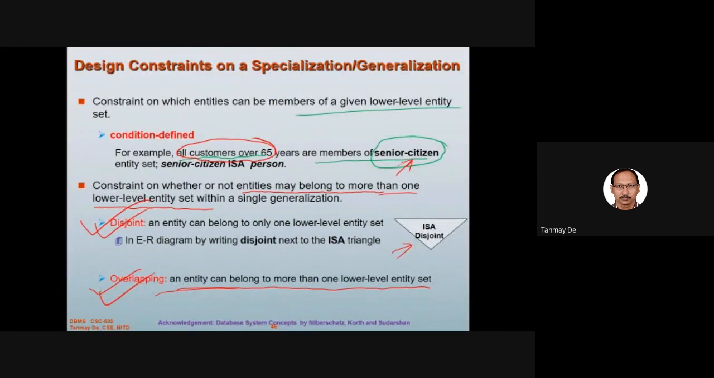I think it is clear. Is it okay? Disjoint and overlapping? Yes, sir. Constraint.